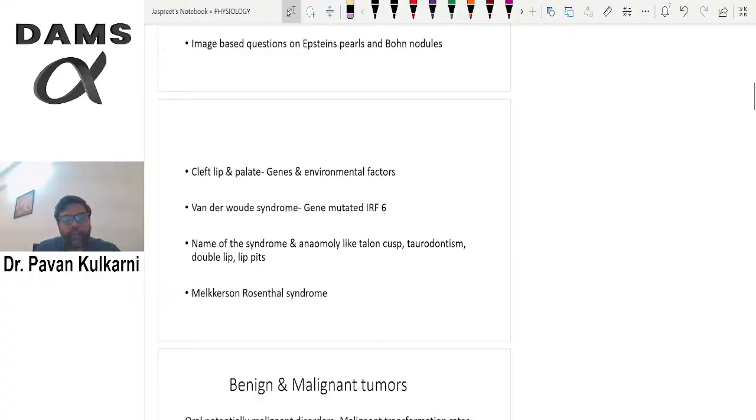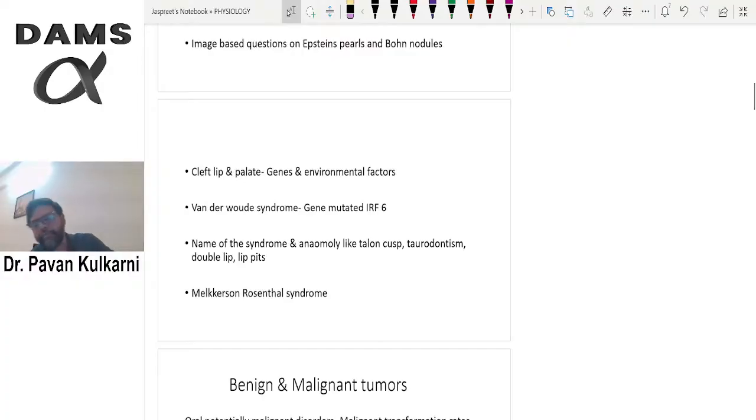Then syndromes, particularly Van der Woude syndrome, is very frequently asked, and Ascher syndrome is also very frequently asked. Like what are the genes? Again same, like in Van der Woude, IRF6, the interferon regulatory factor 6, is the gene that is mutated in Van der Woude syndrome. And we know that in Van der Woude syndrome you will see lip pits, lower lip pits.